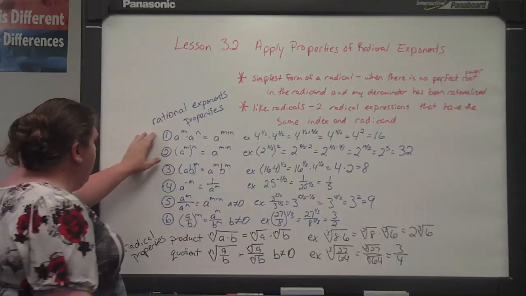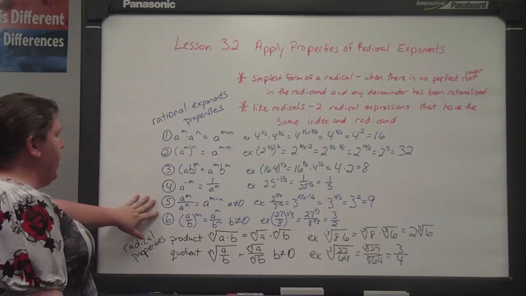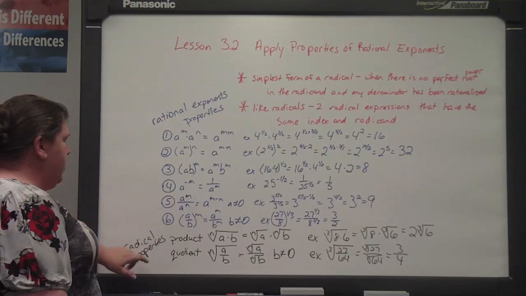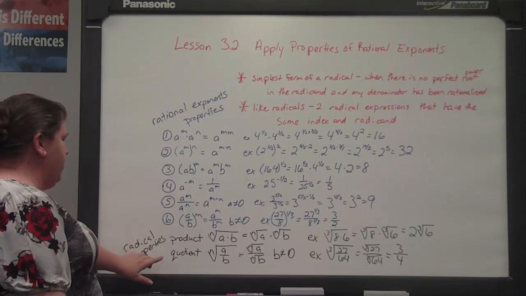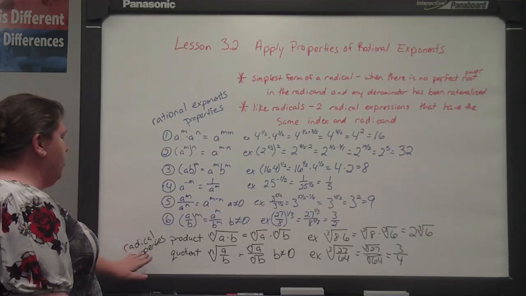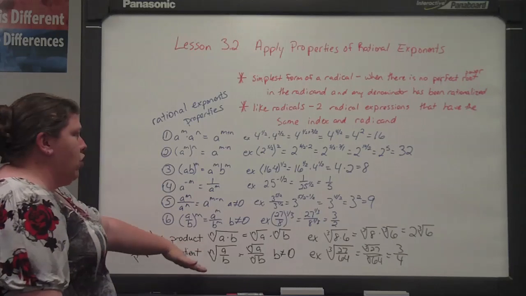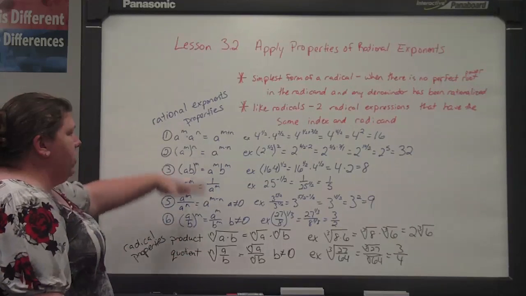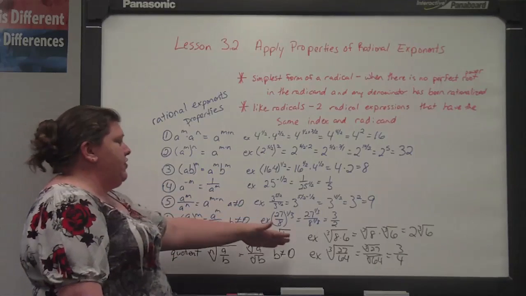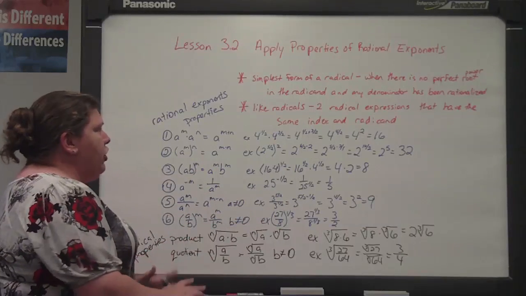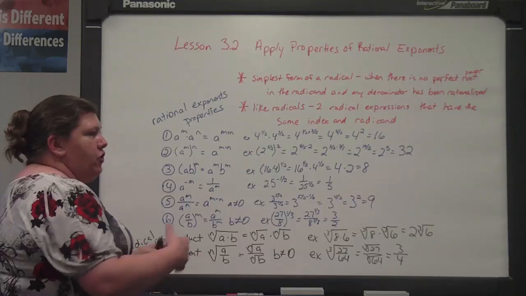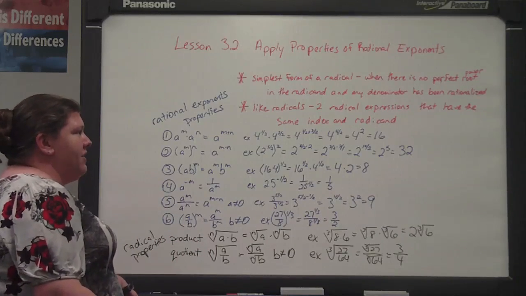We have gone through all 6 rational exponent properties and the 2 radical properties. We have the product property and the quotient property. So from here, you'll be able to see some examples of what you might need to do in our future examples that we're going to talk about today.